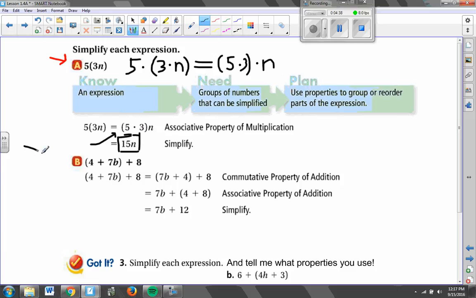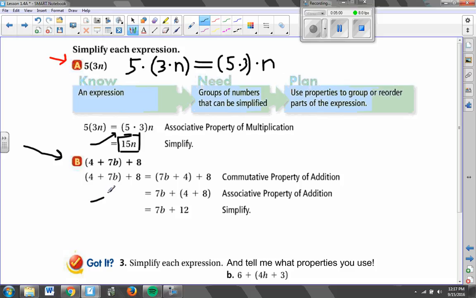Now they give us another example here which is very similar to the ones you'll see in your homework assignment, or in your practice problems, I should say. And they actually need us to use both properties here to be able to combine something that we can combine. Okay, they tell us 4 plus 7b first in parentheses, then plus 8 at the end.